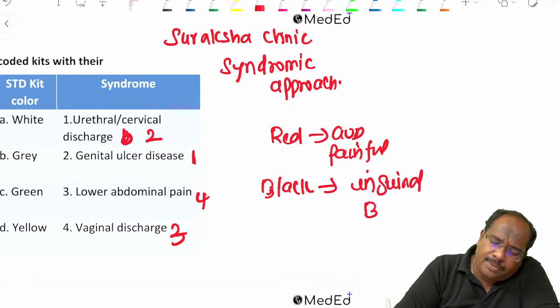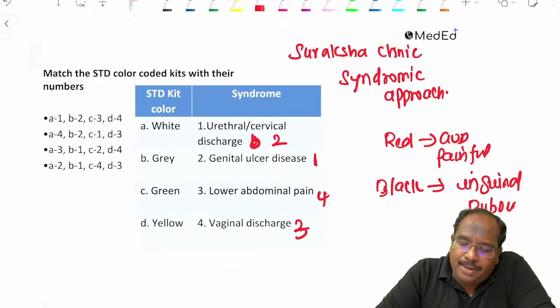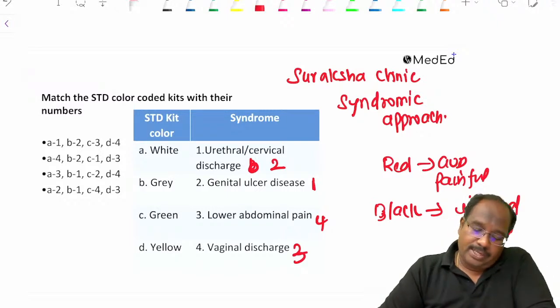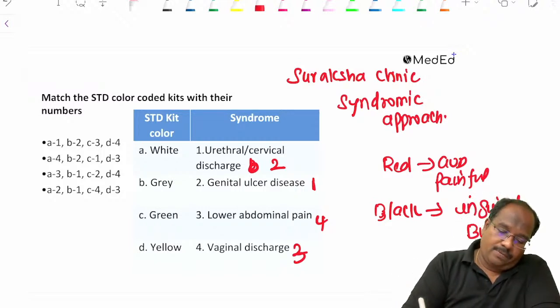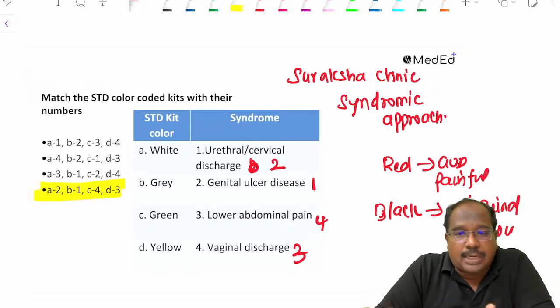This is also a question repeated multiple times. Black is for inguinal buboes. So what is the answer here? One is white, A, A2, B1. The answer is this: syndromic approach, Suraksha Clinic, what we use.